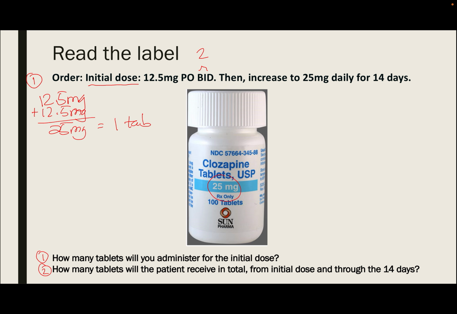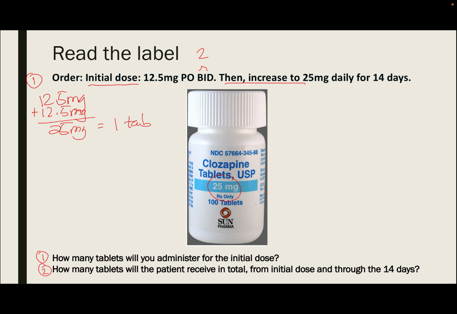All right, so we know what they're getting for the initial dose. They're going to get 1 tablet. And basically all we did was that 1 tablet was split in half. That's how we got 12.5 and another 12.5 later in the day. Number 2 says, how many tablets will the patient receive in total from initial dose and through the 14 remaining days? Well, we know on day 1, the initial dose, they got 1 tablet. So the rest of the order reads right here, then increase to 25 milligrams daily for 14 days.